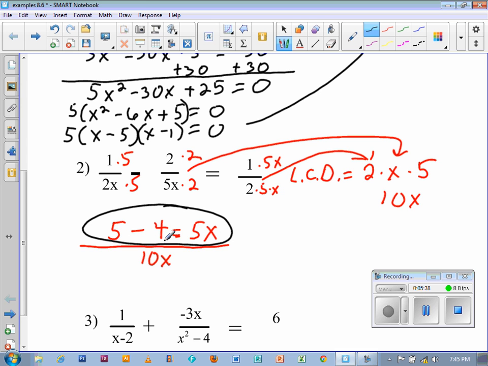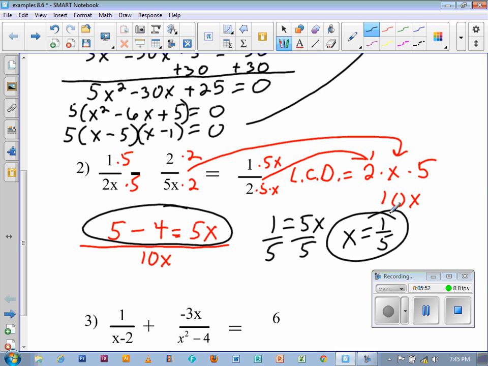So if we're successful in that, here's what's going to happen. First, subtract 5 and 4, which is 1, is equal to 5x. Divide by 5, and you will come up with the value that x can be in this setting. X equals 1/5. So we end up with 1/5 as our variable.